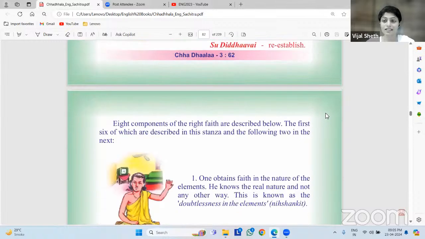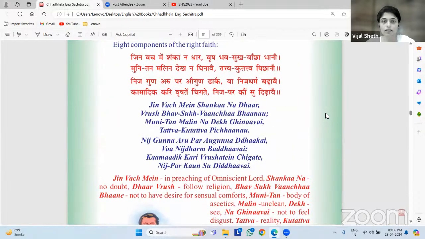Now, the third one is nirvichikitsa. Muni tan malin na dekh ghinave. Now, if you all know, the monks, they have a vow of not taking a bath, of not brushing their teeth, and of not decorating their body. So their bodies are full of dust, and they are not clean, right? But the Samyakdrashti soul identifies Muniraj by the Ratnatraya Dharma. They are following Ratnatraya Dharma. As a result, they are intensely pure from within. So seeing their outwardly ugly or malformed bodies, he does not feel any kind of disgust.